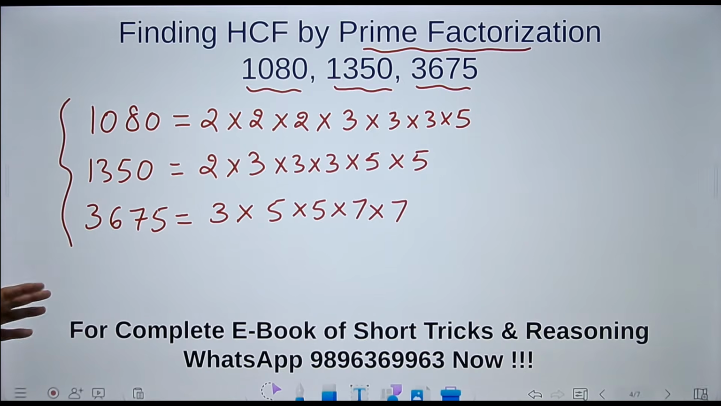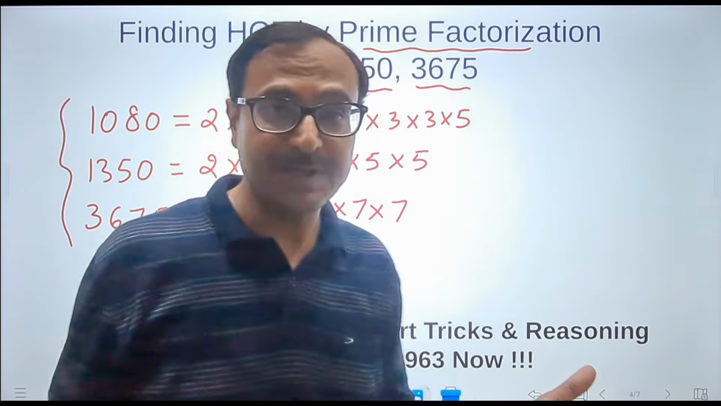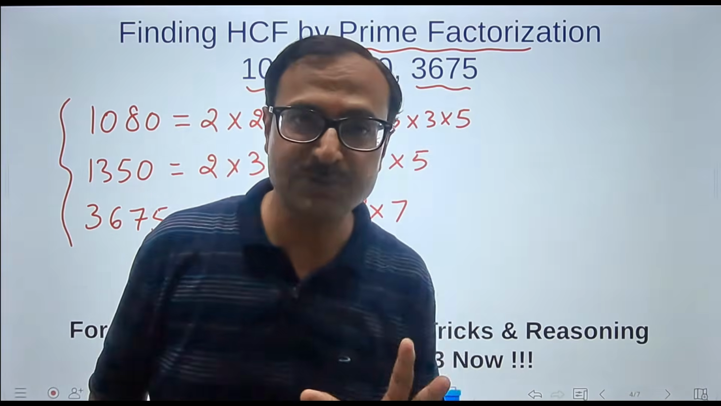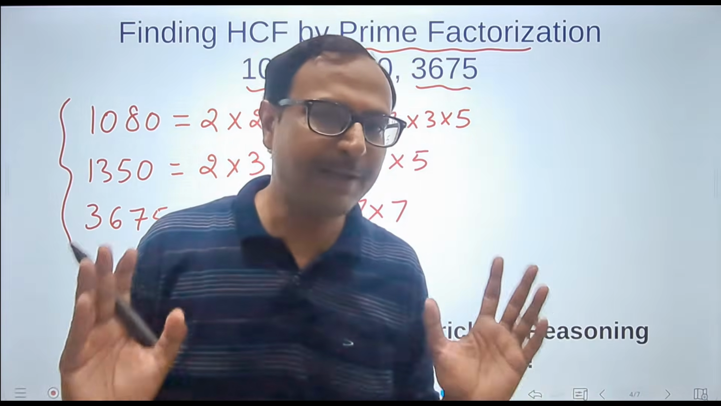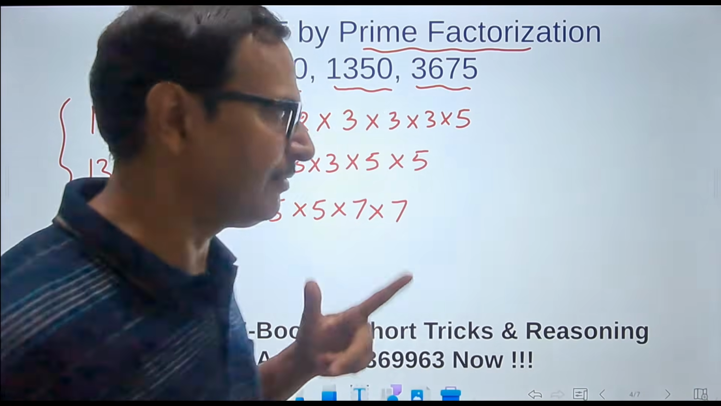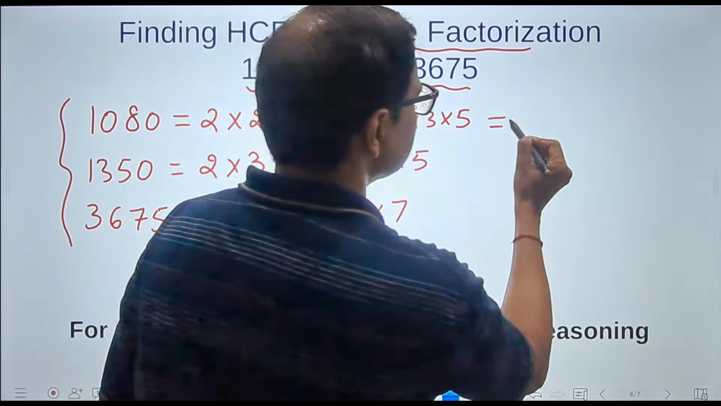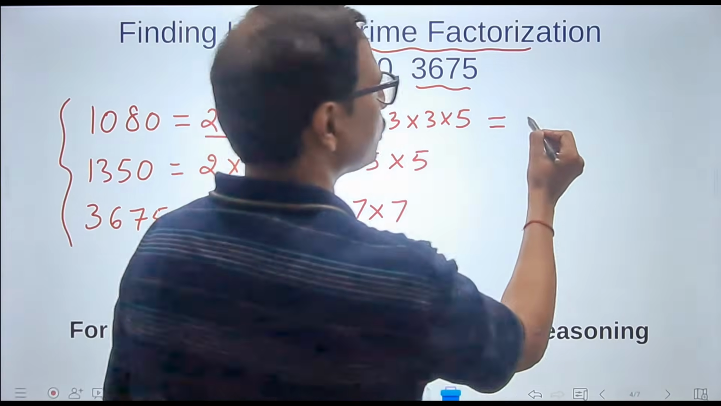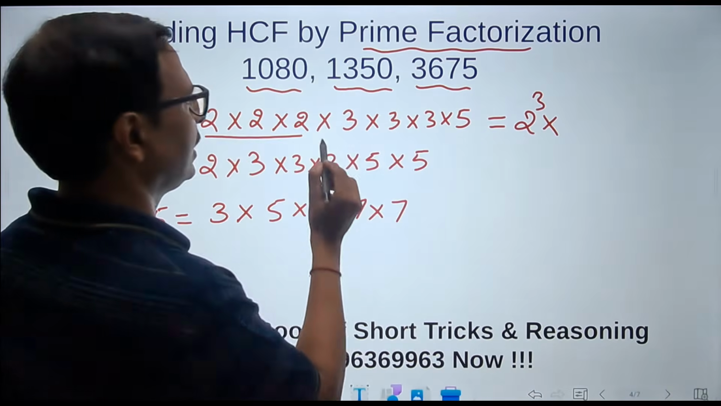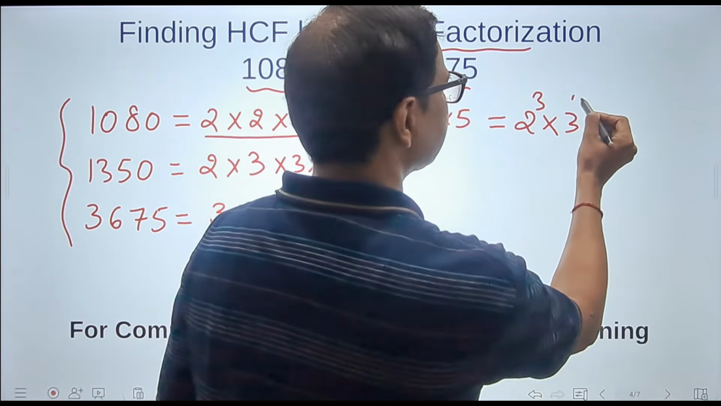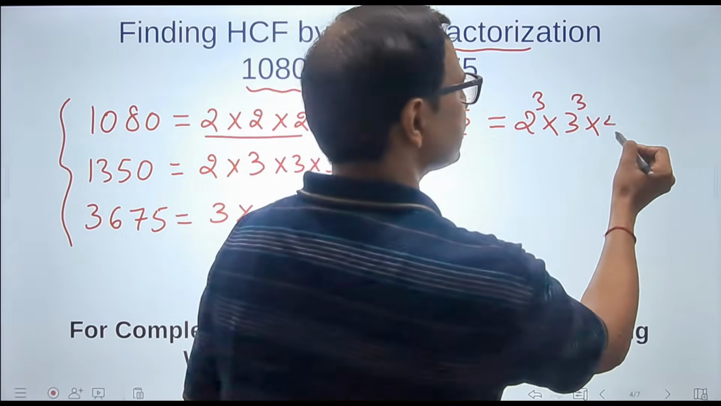But if you want to make the factors, even the school students, class 6, class 7 students, they are going to consume a hell lot of time to make the factors itself. Now we will write it in exponential form. So how many 2's? 3 2's, so 2 raised to power 3. 3 3's, so 3 raised to power 3. And a 5, so 5 raised to power 1.